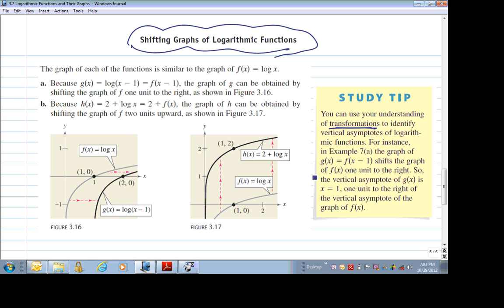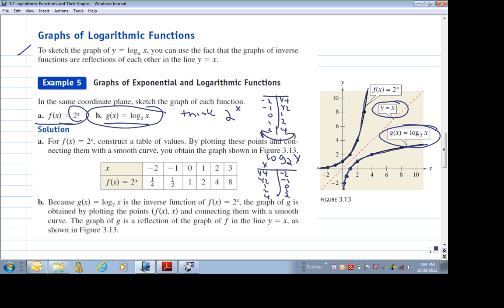For example, in the graph f of x minus 1, it shifts the graph 1 unit to the right. So the vertical asymptote would also shift to the right one. If it's x plus 1, you would shift to the left one. So you can use that principle for the asymptotes as well. Let's talk a little bit about asymptotes real quick. I'm going to go back and take a look at this.